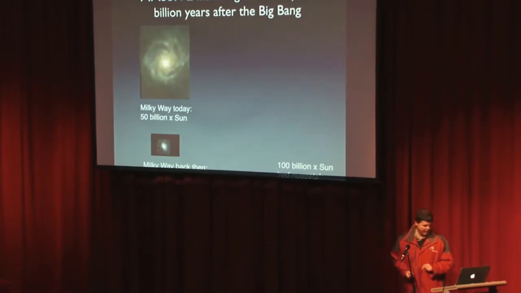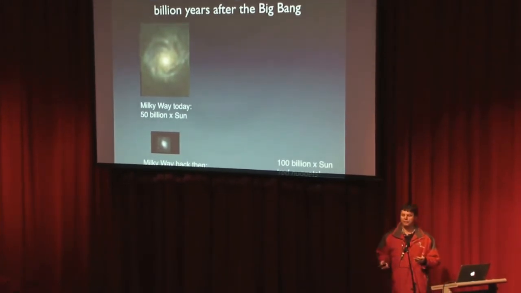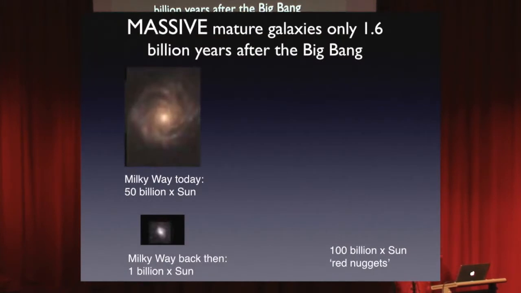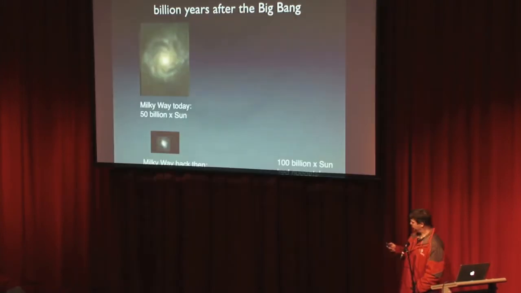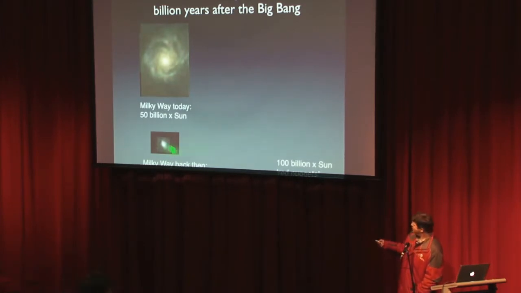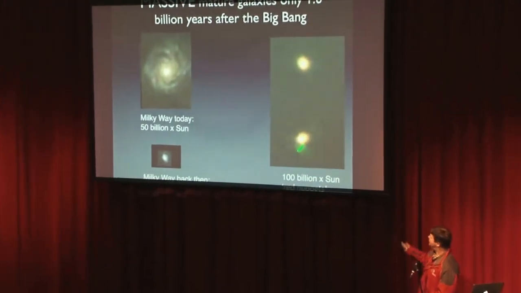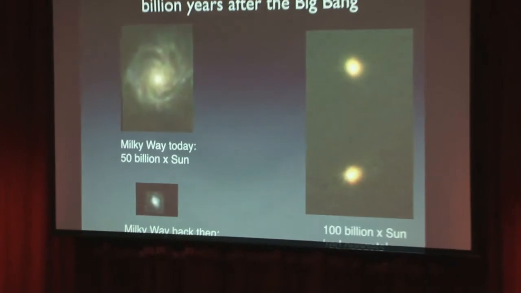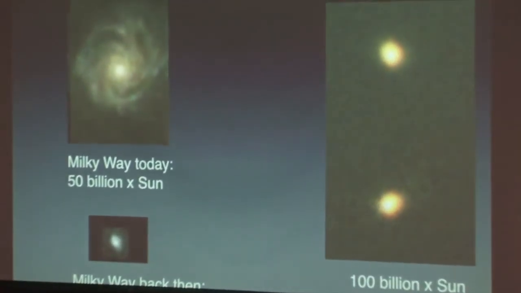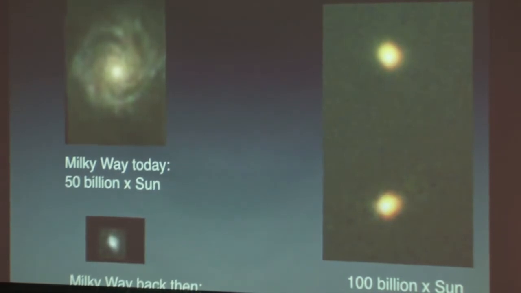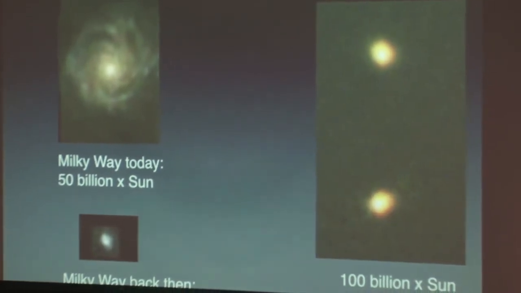Just to give you some perspective, we're seeing massive mature galaxies only 1.5 billion years after the Big Bang. So here's some scales. Here's the Milky Way today, about 50 billion suns in it, perhaps. Way back then, the Milky Way would have been like this, a fraction of the size and only having about 1 billion suns, whereas these galaxies are more like this size and have about 100 billion suns. So somehow, the universe found a way to make stars very quickly and make these galaxies very quickly, which is rather remarkable. And we're still looking for an explanation of this.